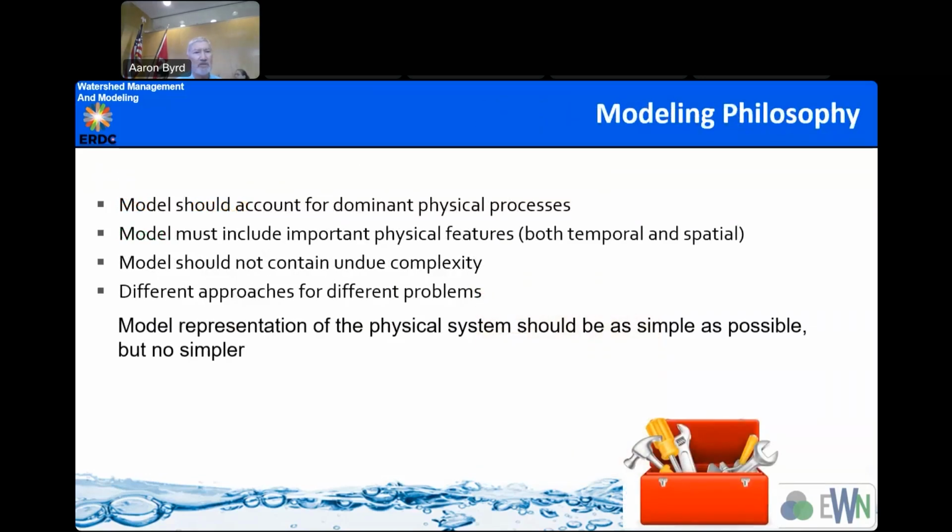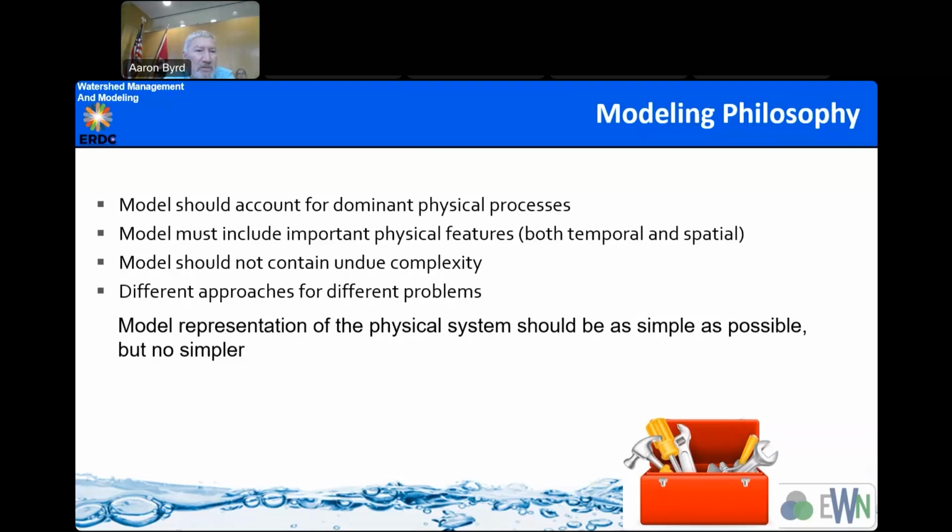So your modeling philosophy, or my modeling philosophy, which, it's Aaron's class today, but it's my recitation. So it's yours for today. Models should account for the dominant physical processes. I'm a process guy. I really believe that we need to include our processes to do a good job of modeling. So the model has to include the physical features, both temporal and spatial, as they change over time and space. The model should not have undue complexity.